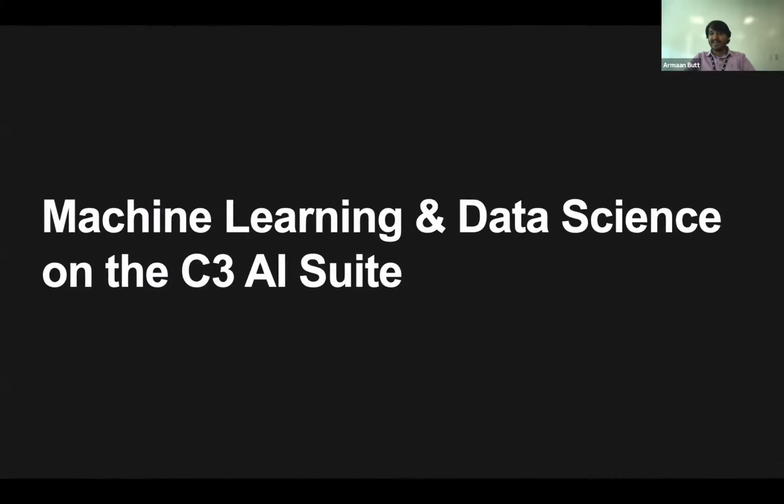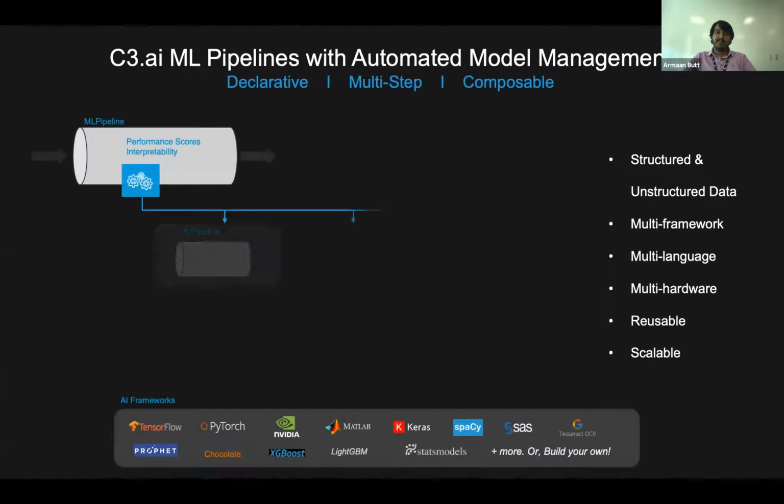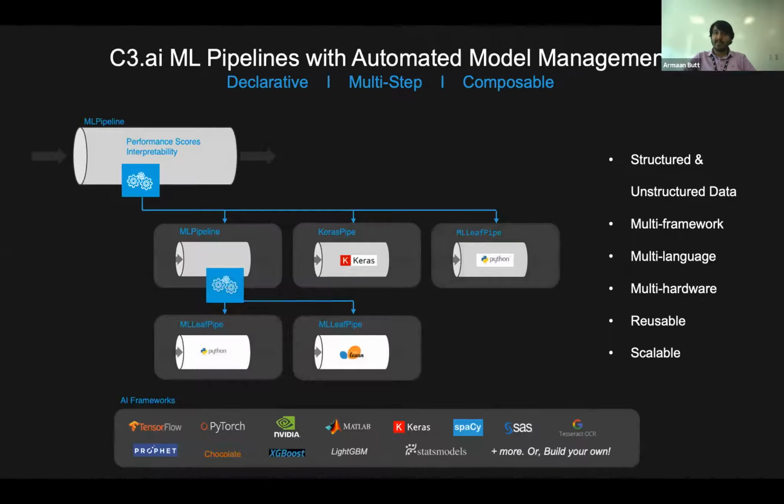So now going into what obviously all you researchers are involved with, the machine learning and data science on the C3 DTI suite. So once you actually have your data all processed, cleaned up, available in a unified data store, it's time to get to the real work, which is being able to come up with insights from your data and train powerful machine learning models. So the way this is done on the platform is using ML pipelines.